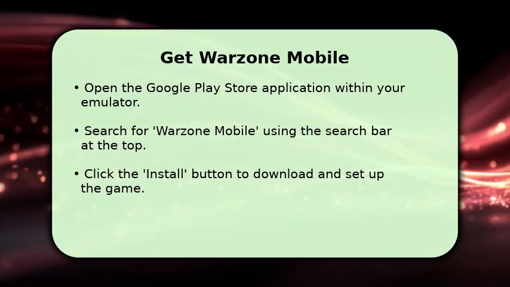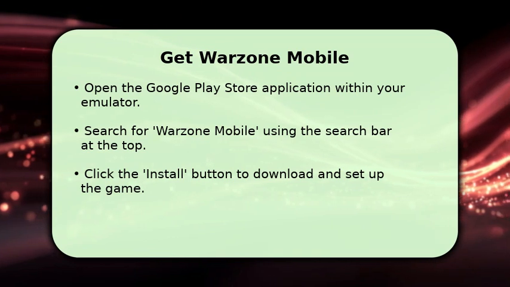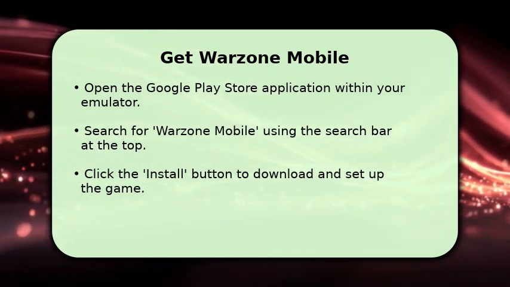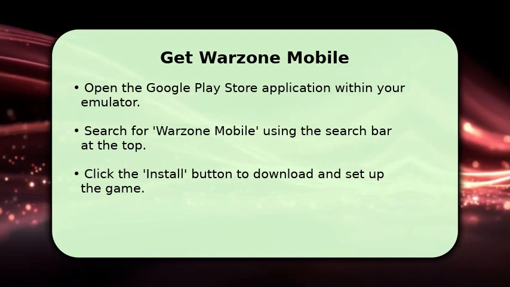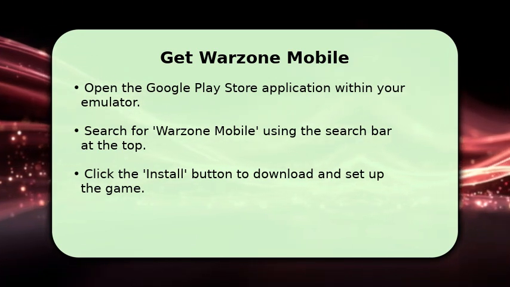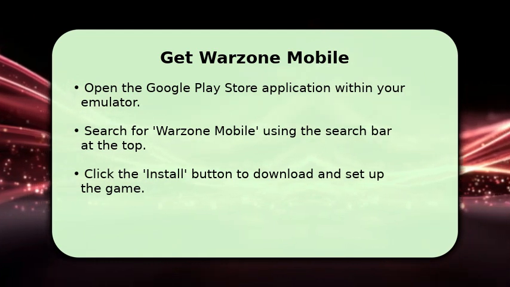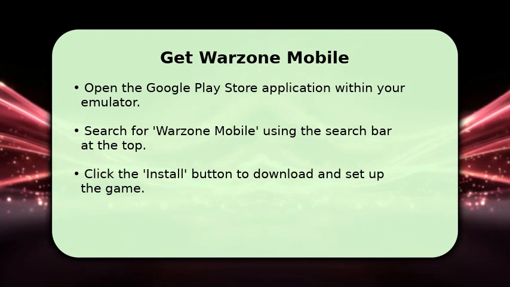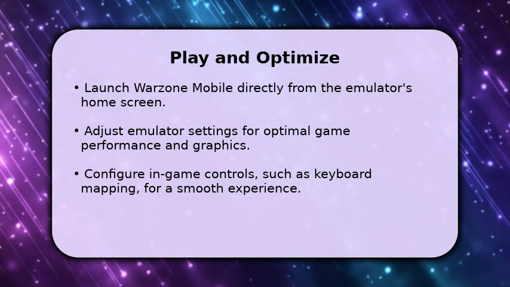With your emulator fully set up and your Google account connected, it is time to get Warzone Mobile. Navigate to the Google Play Store application, which will look familiar if you have an Android phone. Use the search bar, usually located at the top, to type in Warzone Mobile. Once you find the game, simply click the Install button. The emulator will then handle the download and installation, just like a regular Android device. Congratulations, you are now ready to play Warzone Mobile on your Mac.